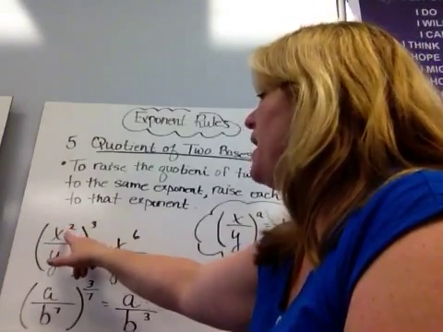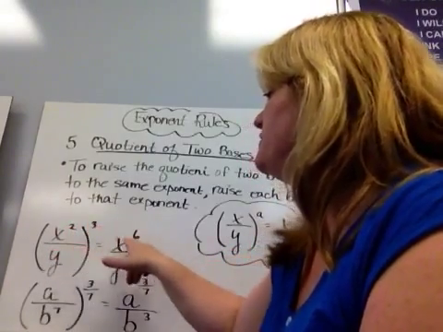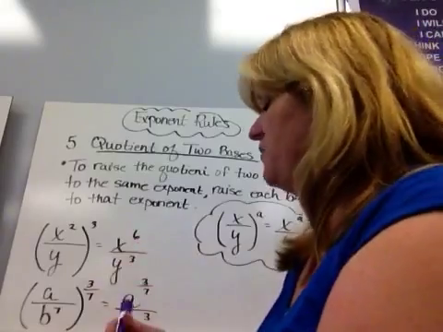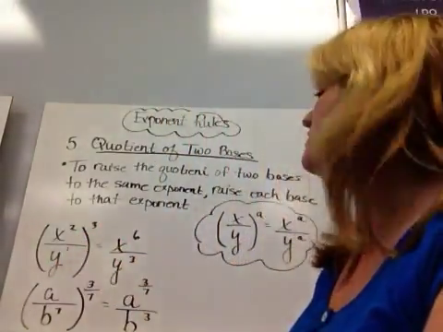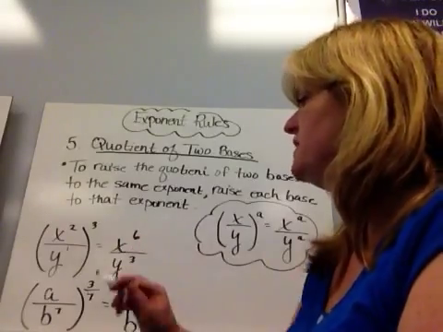So remember, power to the power, I'm saying, so you do 2 times 3, so that's x to the 6. And if you need to, put a little 1 here, you have to raise that to the same power, so that's going to be y cubed. So it's x to the 6 over y cubed.